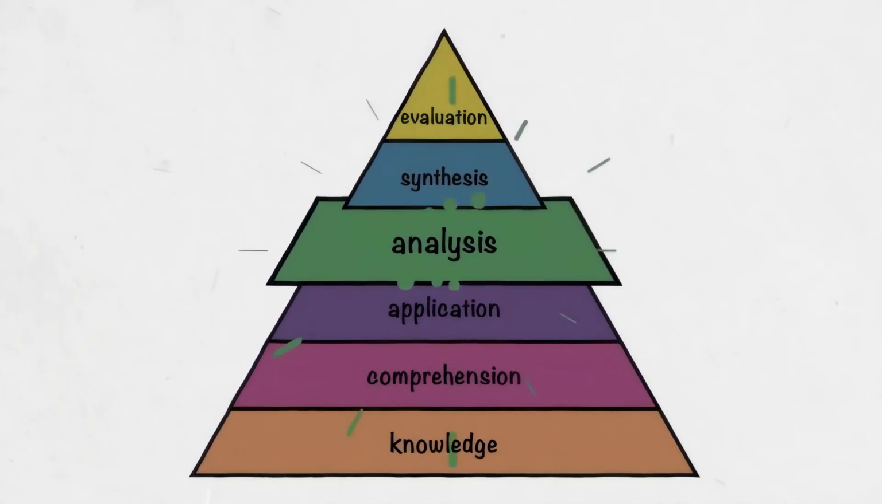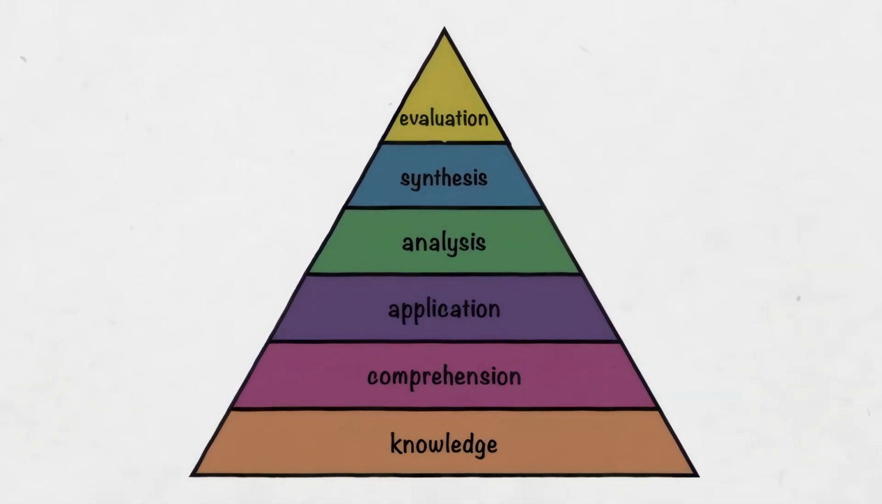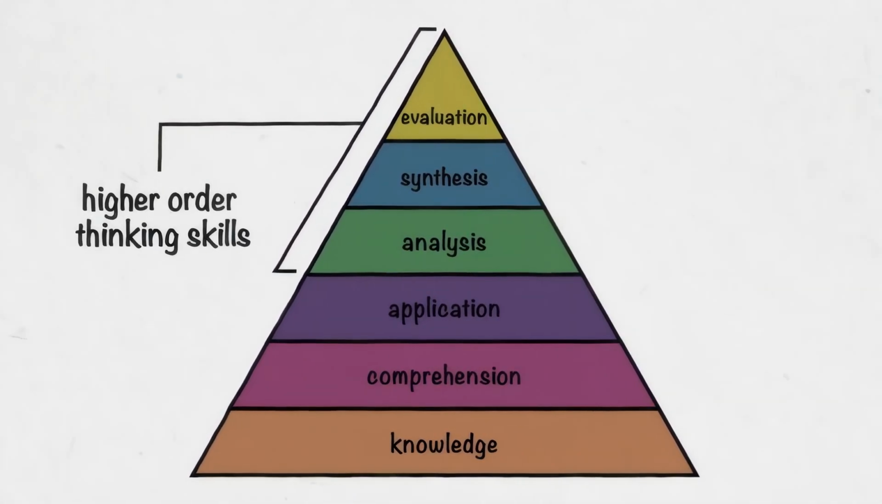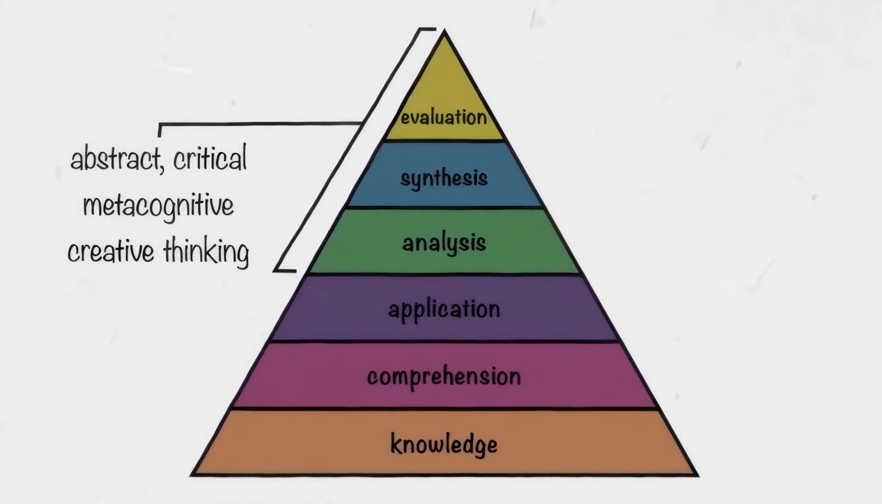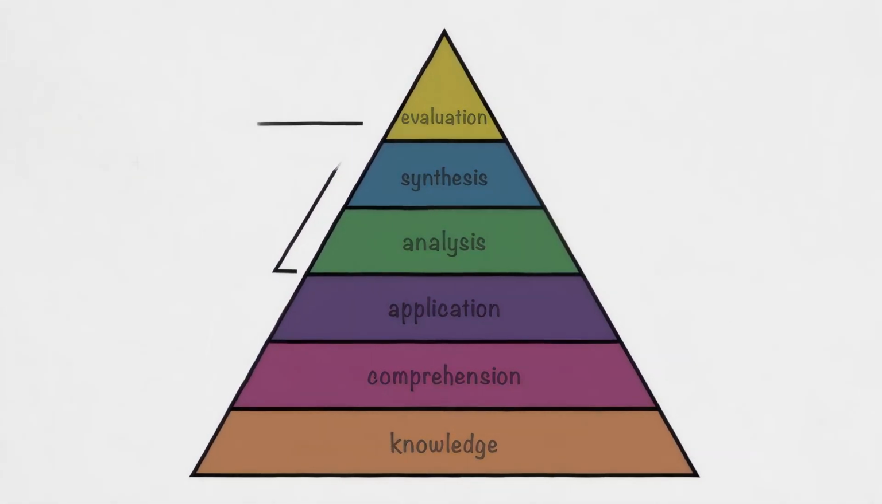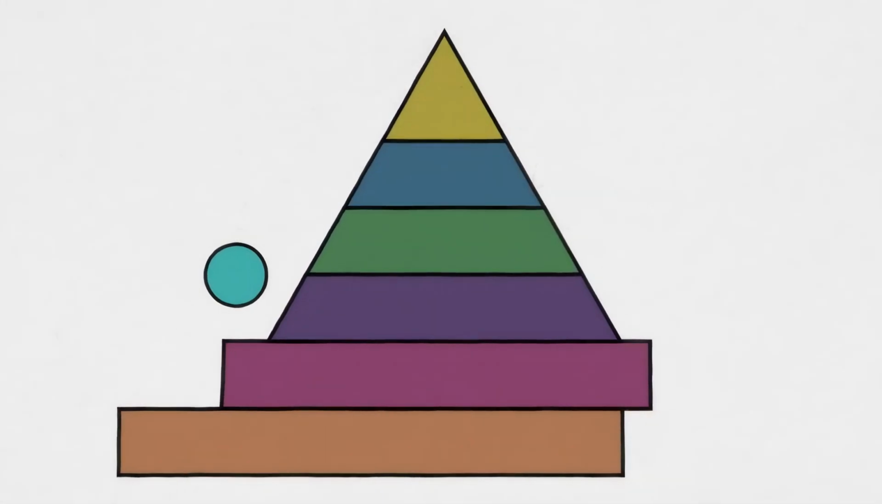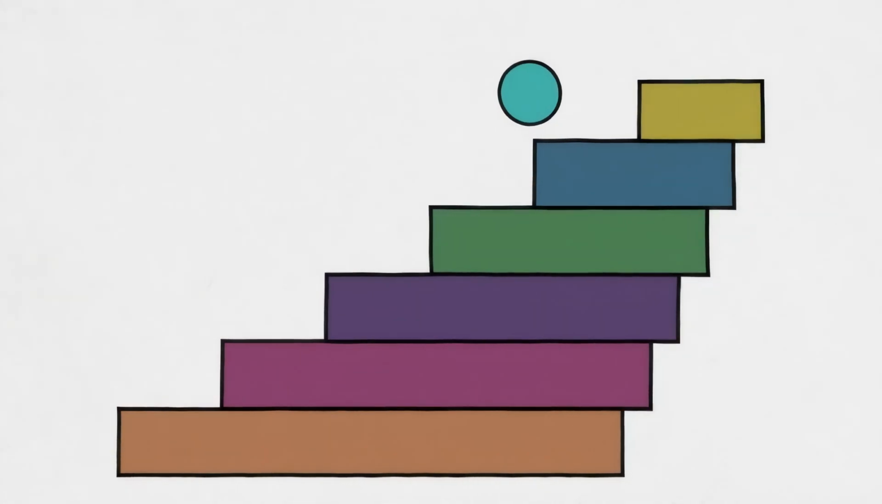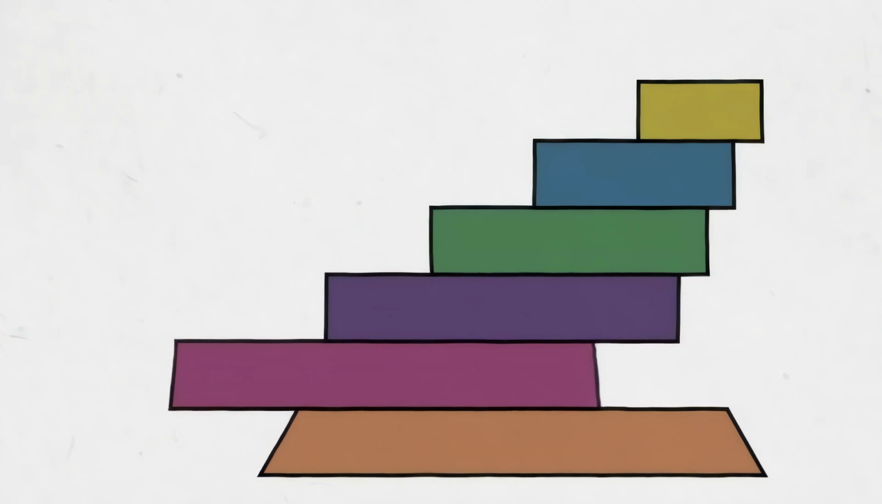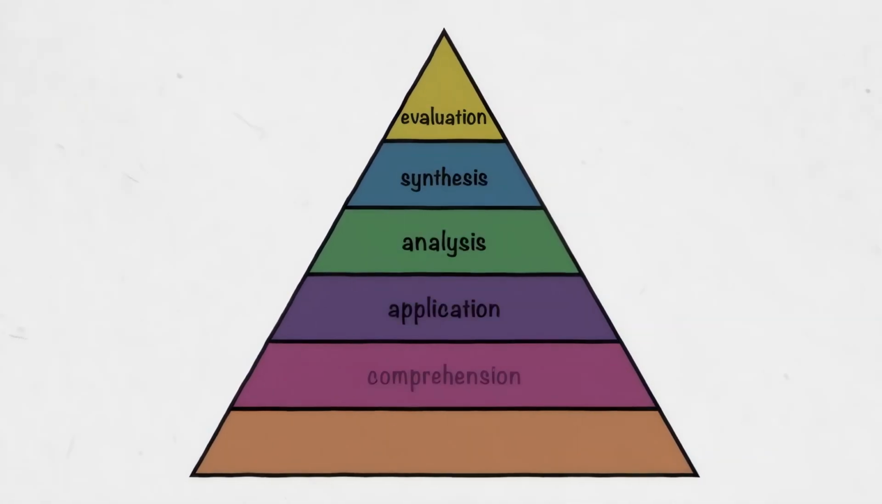The three upper levels, analysis, synthesis, and evaluation, referred to as higher-order thinking skills, include abstract, critical, metacognitive, and creative thinking. Some have likened the model to a mountain or a stairway, where teachers set learning objectives and design learning experiences to guide students to higher levels of thinking. The taxonomy has become an important model for structuring students' learning processes.